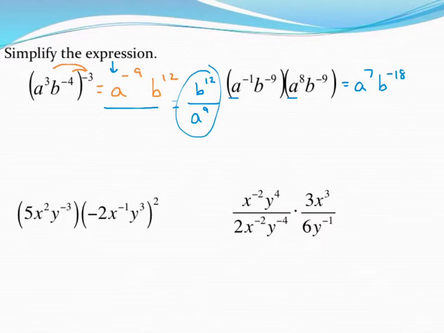Just like the last example, I don't want to have a negative exponent and I'm free to move pieces individually. So the a piece is fine the way it is. I'm going to leave a to the 7th in the numerator and move b to the 18th to the denominator to make it positive.